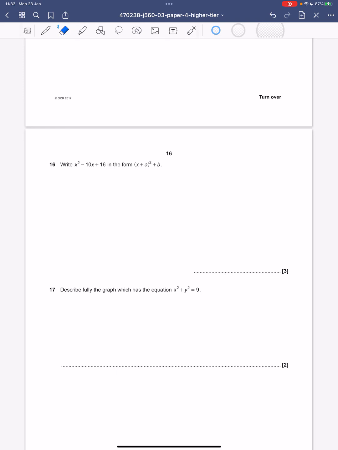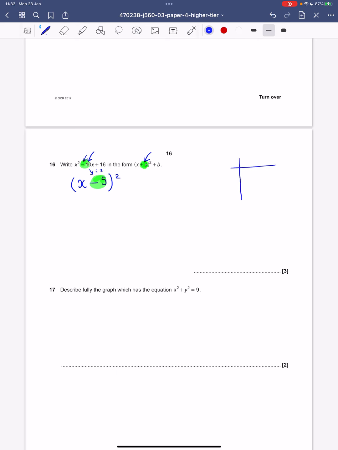Okay, so what we say here, the a is always half of this number with the same sign. So we can straight away say it's x minus 5 squared, because it's minus 10, plus a is minus 5. We divide that by 2.